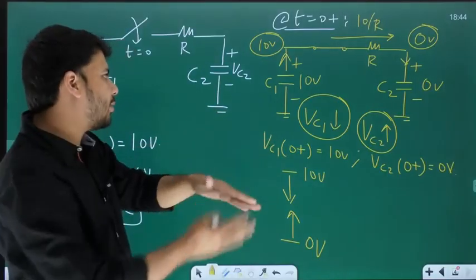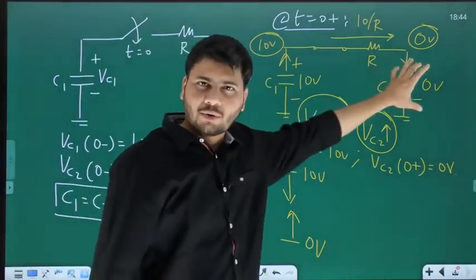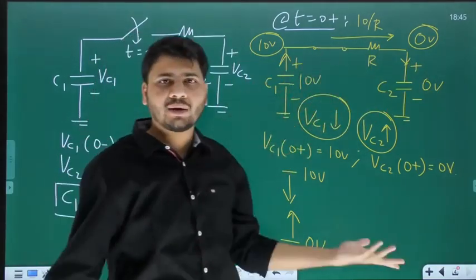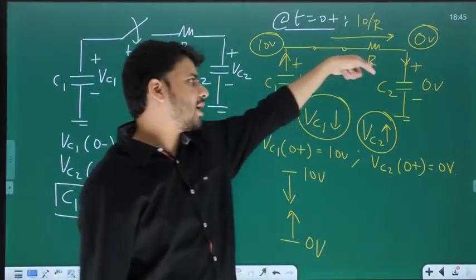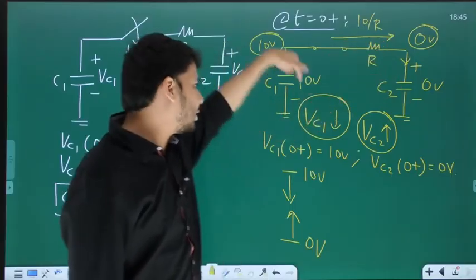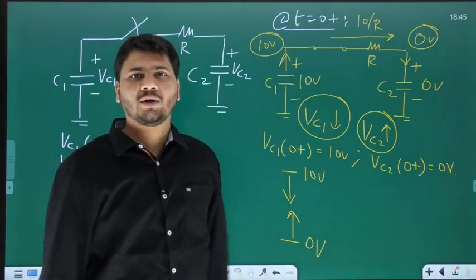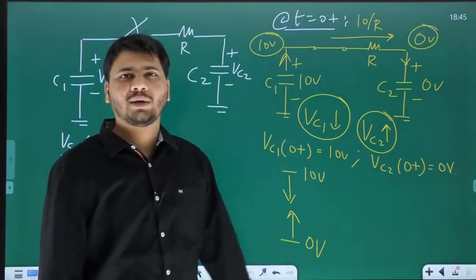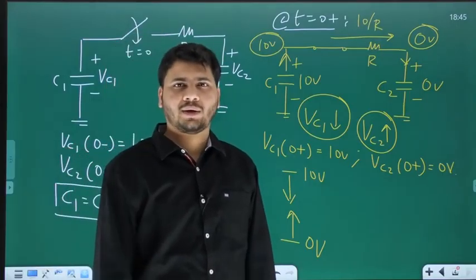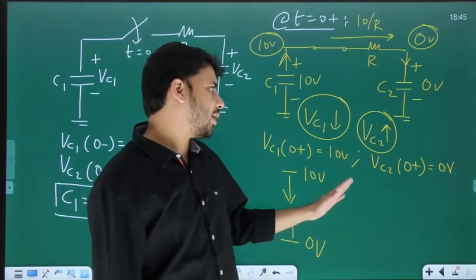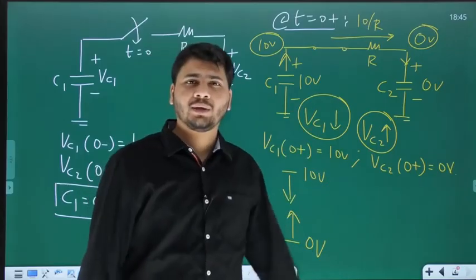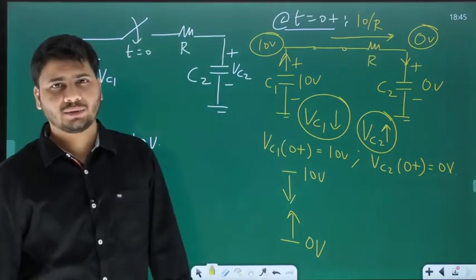And when both become equal, that is when VC1 becomes equal to VC2, the current through R becomes 0. When the current through R is 0, even this charging current and this discharging current, both will become 0. And that is when the circuit reaches steady state. So at steady state, it is only the current through R that becomes 0.